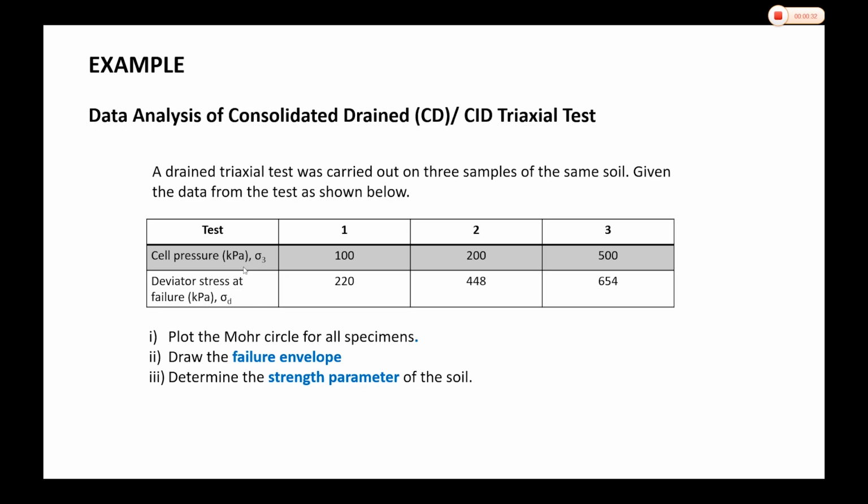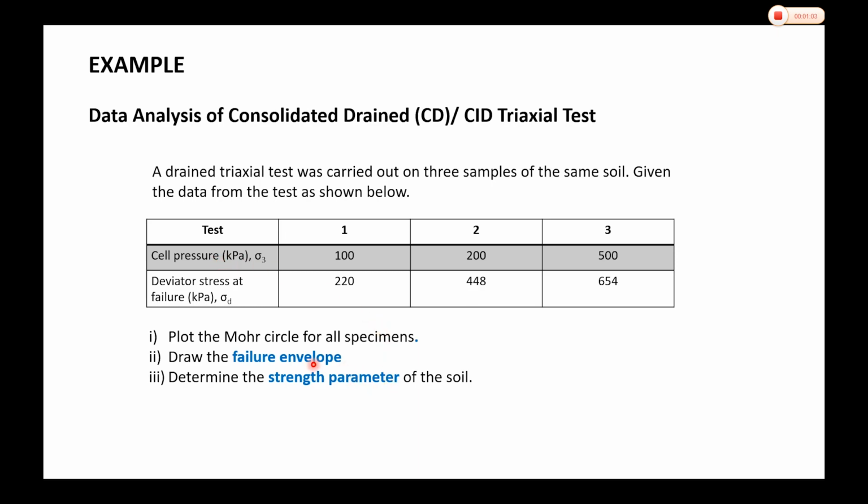As you can see here, the data recorded in this triaxial test are the cell pressure, which is the sigma 3, and also the deviator stress at failure. The deviator stress at failure, we will increase at the last stage of the triaxial test, at the shearing stage, until the sample fails. And we apply the sigma 3, the cell pressure, during the consolidation stage.